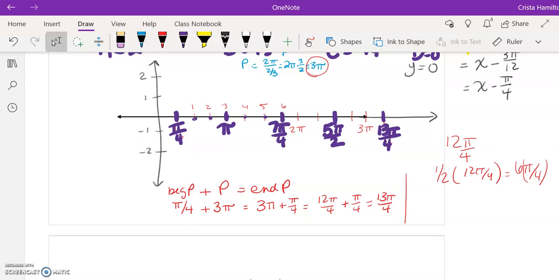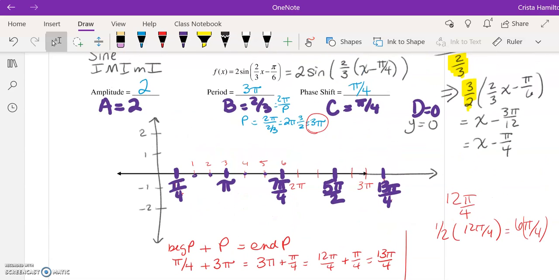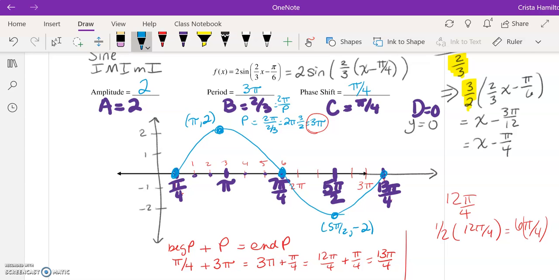All right, so once we get that down, then from here it's pretty straightforward. We can go ahead and fill in the graph. At the beginning of the period, we want to be in an inflection. At the quarter point, we want to be at a max, and then an inflection, then a min, and then an inflection. And so that gives us one period of the graph. If I were to ask you what the max point is, you should be able to tell me that it's pi over 2. And that the min point is going to be 5 pi over 2 and negative 2.